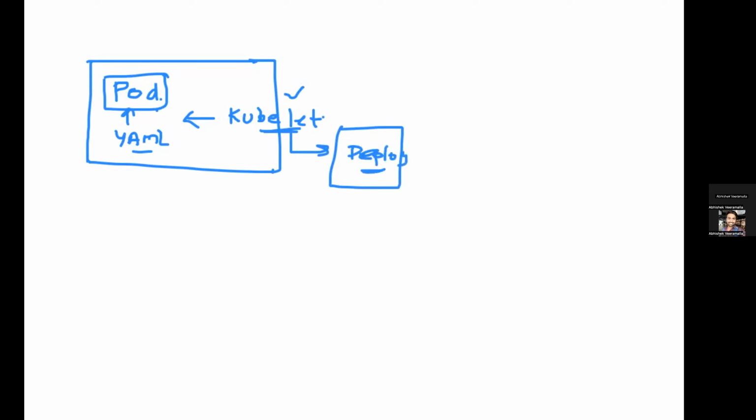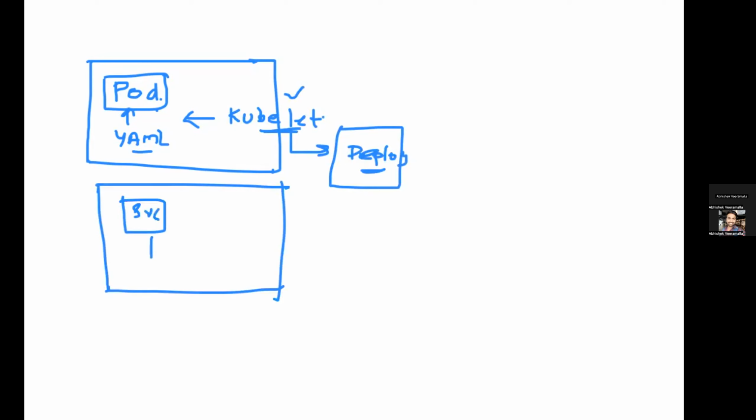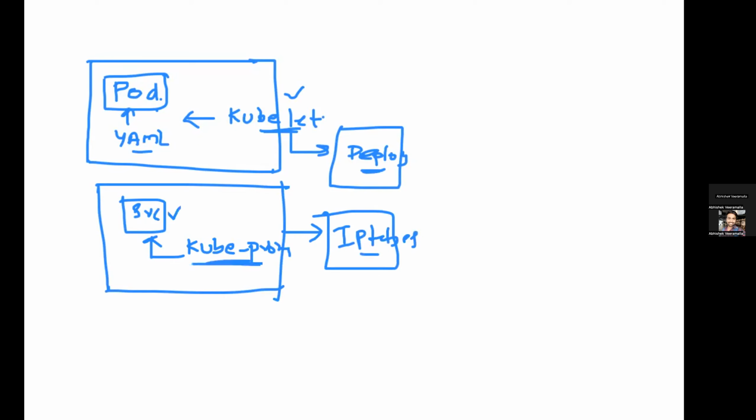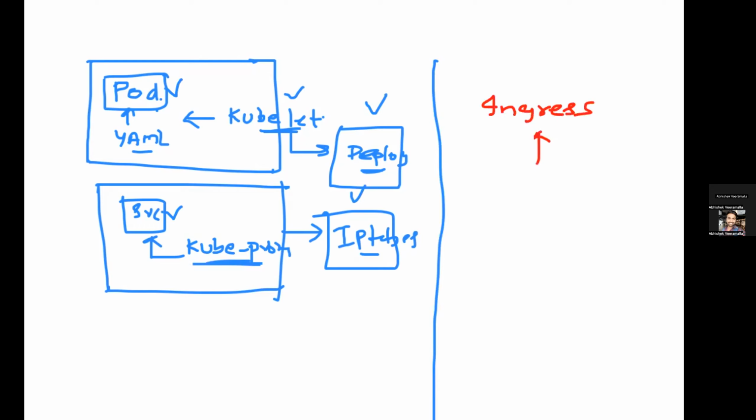And similarly, let's say you are creating a service YAML manifest. There is kube-proxy, and this kube-proxy will update the IP table rules. So for every resource that you are creating in Kubernetes, there is a component which is watching for that resource and performing the required action. Similarly, even if you are creating an Ingress in Kubernetes, there has to be a resource or component or a controller which has to watch for this Ingress, right?